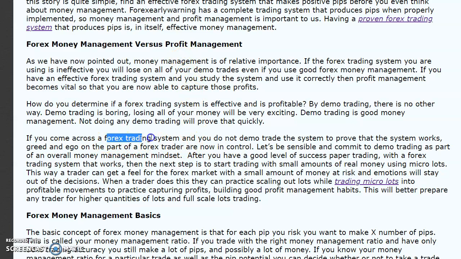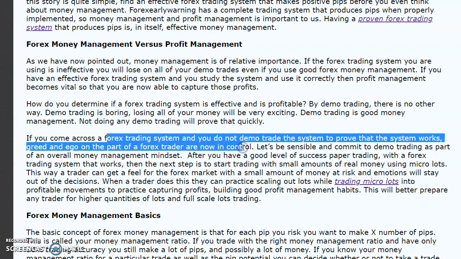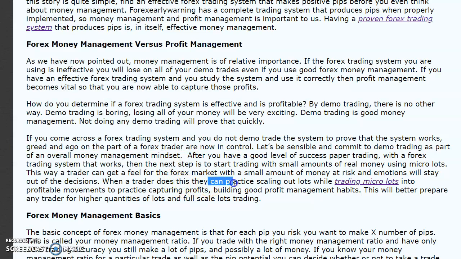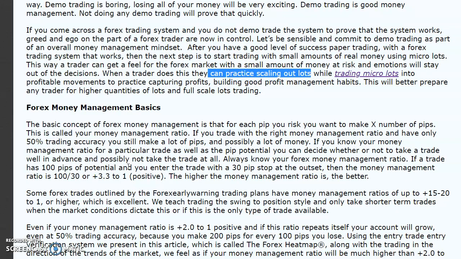So if you come across a trading system, you have to demo trade that system. And then once you know that that system is profitable, then you can start applying money management, and then you've built yourself a complete and total Forex trading system. So you start with demo trading, then you can move on to microlots. And you can read this great article about microlots here. And you move from trading demo to micro lots, and then you continue forward into mini lots and then full scale trading.